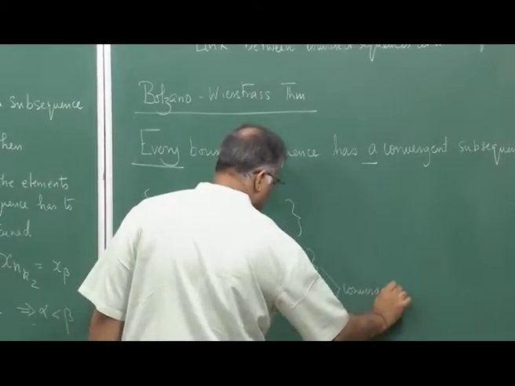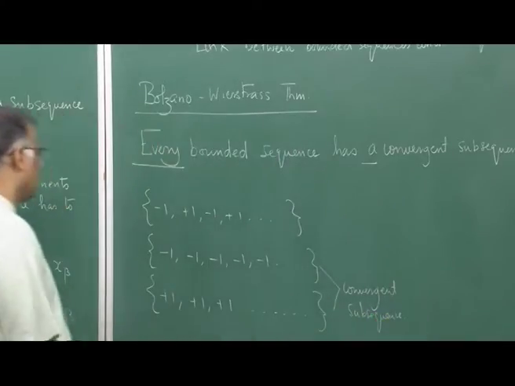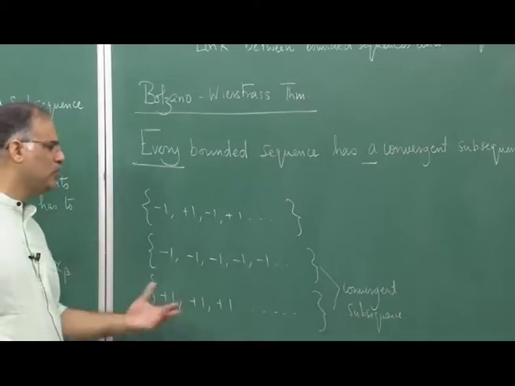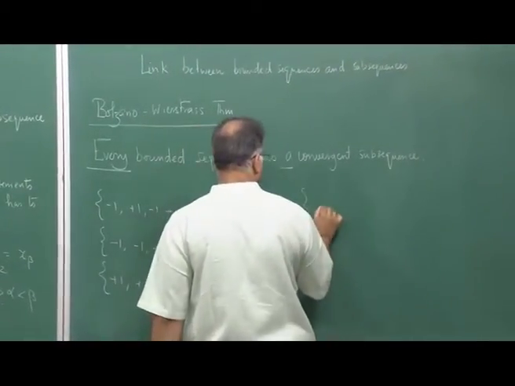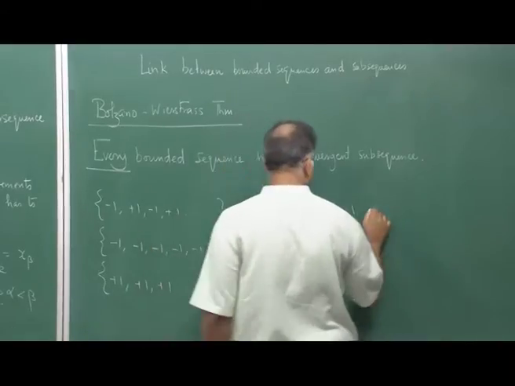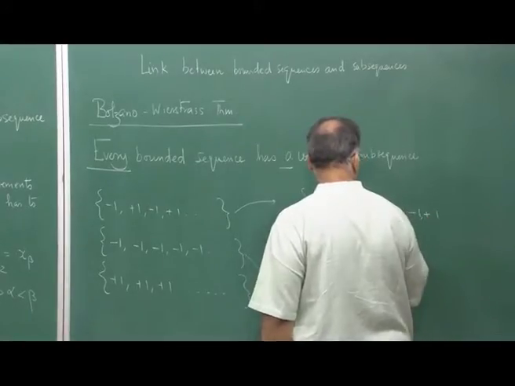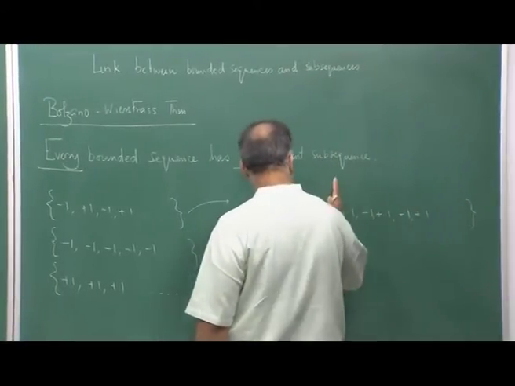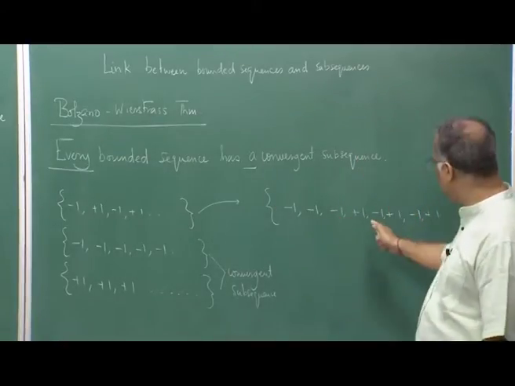Now, there can be a subsequence which is not convergent. For example, I can create a subsequence from here. Let the first term be minus 1, the second term be minus 1, the third term be minus 1, and the fourth term be plus 1, again. You see that just after the third term the same repetition starts, you take the same elements. So, then again it all starts oscillating.